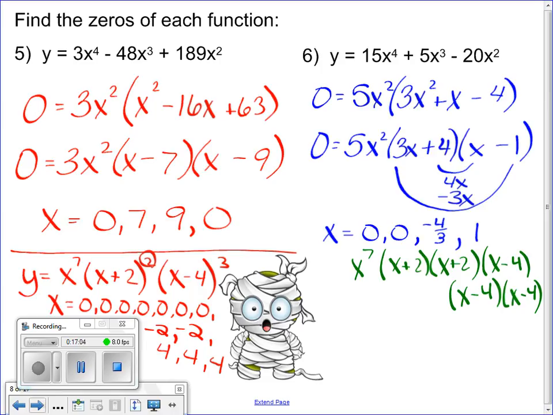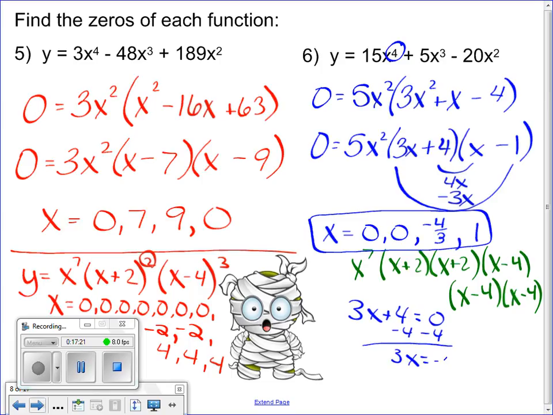How many answers am I supposed to have? 4, right here. 4 answers. I have 4 answers. Brent. Oh, 4 thirds came from here. 3x plus 4 equals 0. Subtract 4. And then divide by 3.